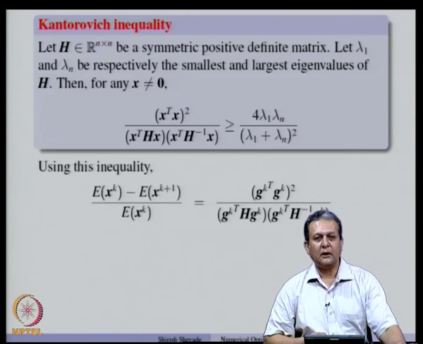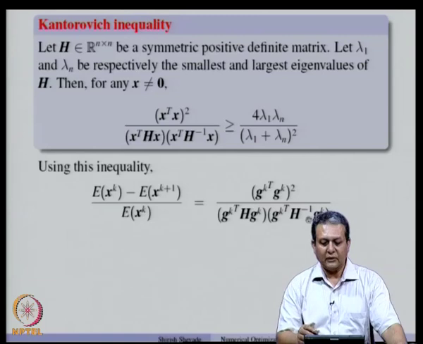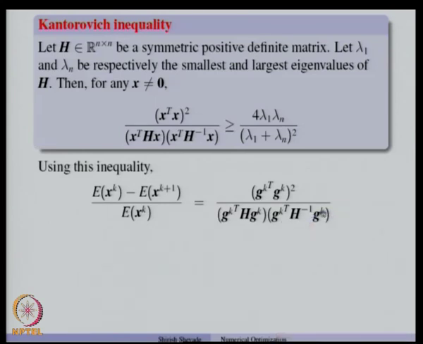If we use this inequality, then the relative decrease in the function E, which is nothing but (g_k transpose g_k) square by (g_k transpose H g_k) into (g_k transpose H inverse g_k), which is the same as this when g_k is not 0, is bounded by 4 lambda_1 lambda_n by (lambda_1 plus lambda_n) square. So, now the H on the right side of this equation is replaced by the smallest and the largest eigenvalues of H.